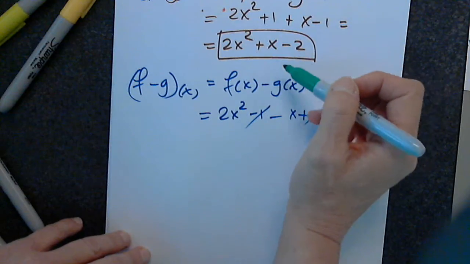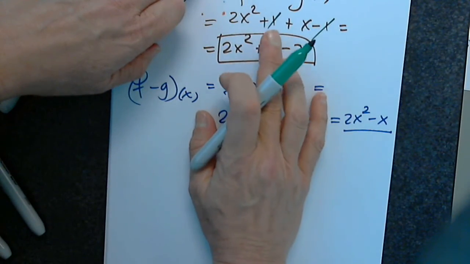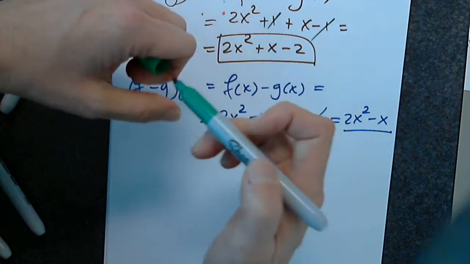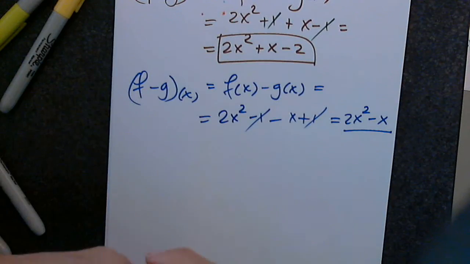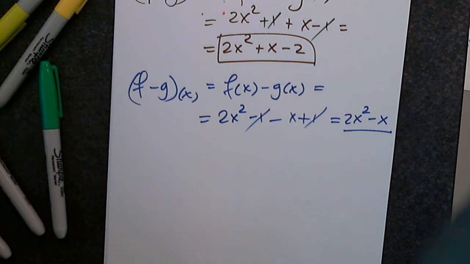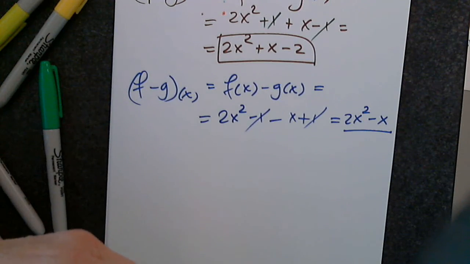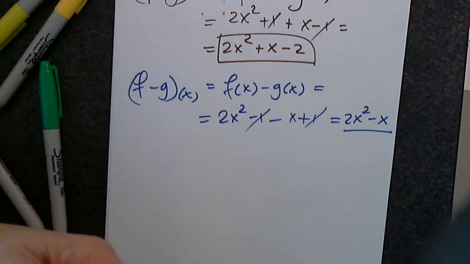I'm sorry. Wait, what? No, I copied 2x squared minus 1 instead of 2x squared plus 1. Maybe I should change this one instead, but that's okay. Yeah, let's change that one because otherwise I have to change more. Sorry about that. Thank you, Joseph. I appreciate it. I just copied it wrongly.